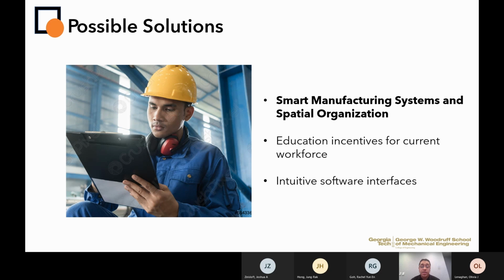Another solution was the education incentives for current workforce, which just adds incentives to workers to be able to learn new skills so they can be better moved within the workplace. Another possible solution was the intuitive software interface increase, which would allow manufacturers and workers to better use data within the company. And overall, we chose smart manufacturing systems and spatial organization.